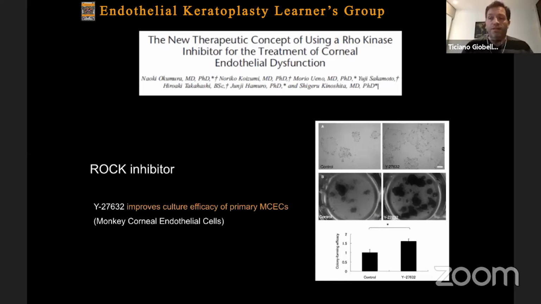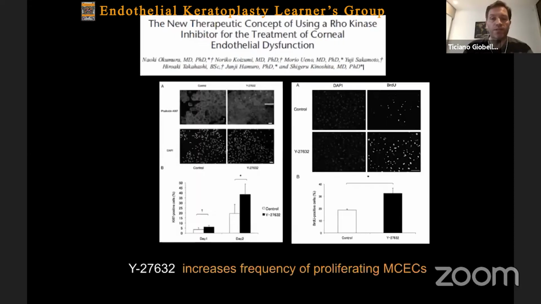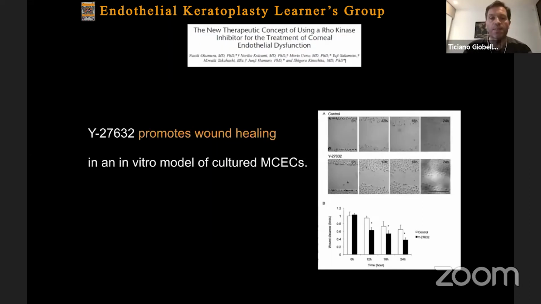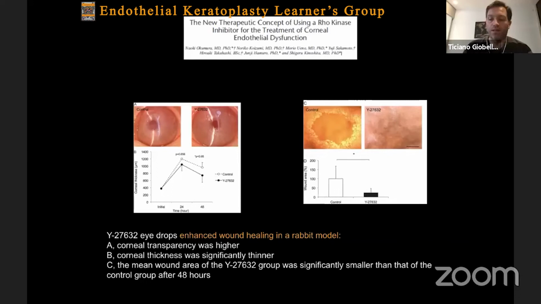Professor Kinoshita, in this study, demonstrated that the ROCK inhibitor improves culture efficacy in primary monkey cornea endothelium cells, increases the frequency of proliferation in monkey cornea endothelium cells, and promotes wound healing in rabbits and in monkeys.